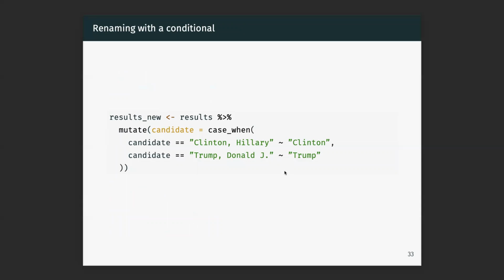We can take a mutate of our candidate variable, case when, and we're going to simplify it to just last names. We don't need the first names, they're kind of superfluous at this point because we can distinguish the two candidates based on their last names. So we'll recode those cases in results where candidate is equal to Clinton, comma, Hillary. We will call those Clinton, and candidate equals Trump, comma, Donald J will be recoded to Trump. And we've seen this before, right? This is the simple case when operation where we're recoding variables.